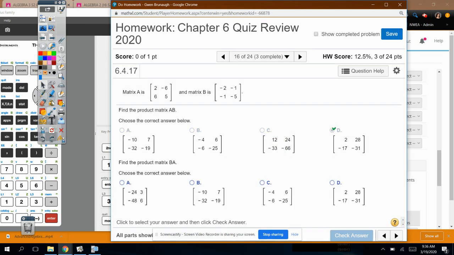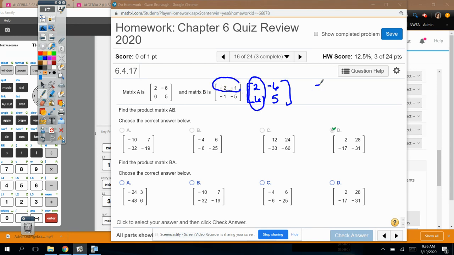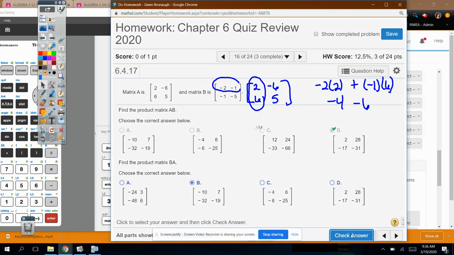If I reverse it and do B first and then multiply it by A, 2, -6, 6, 5, because order does matter. I do the row by column. So the -2 times the 2 plus the -1 times the 6. It's -4 minus 6, which is -10 in that top left spot. And to me, doing that by hand was quicker than typing it into the calculator.